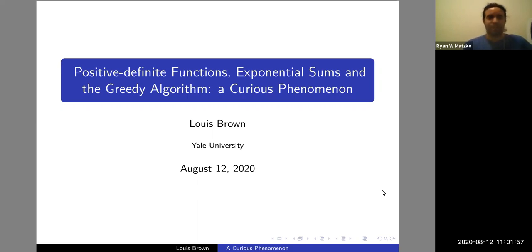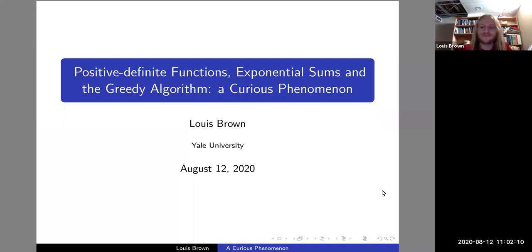But for today, we have Lewis Brown from Yale University talking about positive definite functions, exponential sums, and the greedy algorithm, a curious phenomenon. Thanks for the introduction, Ryan.